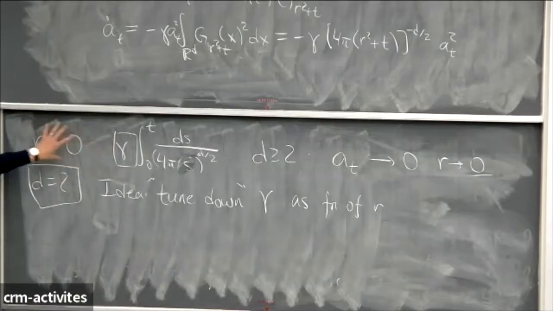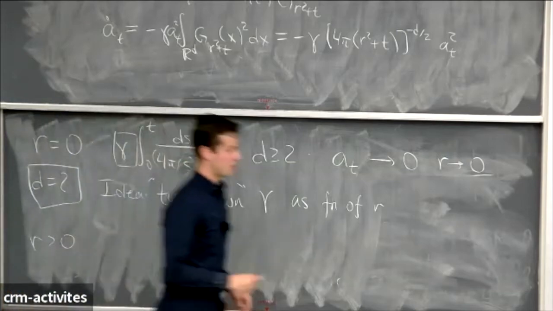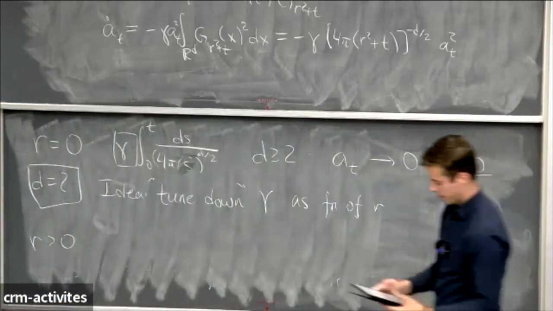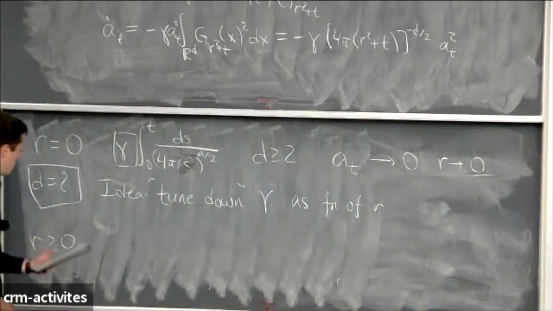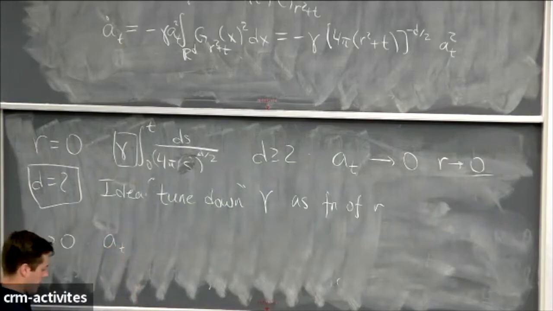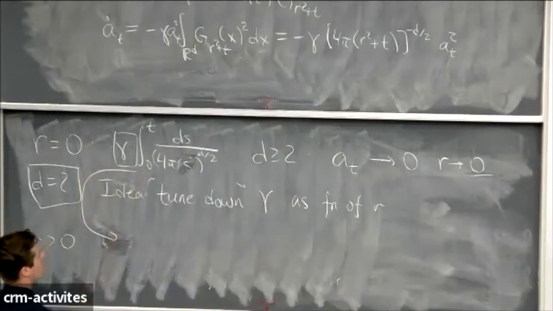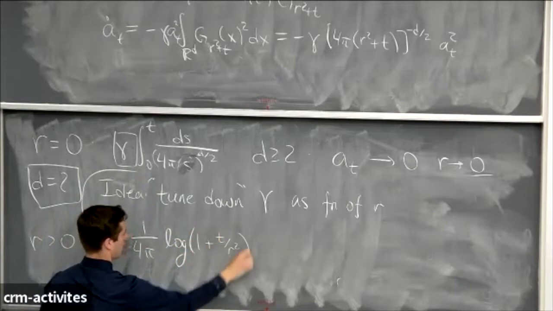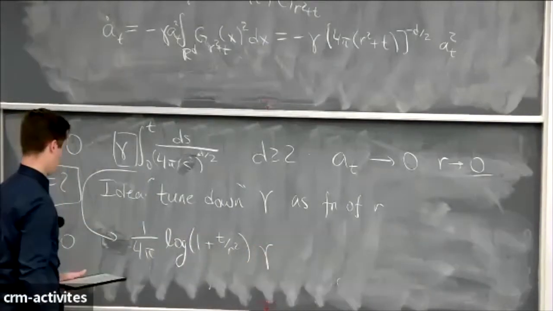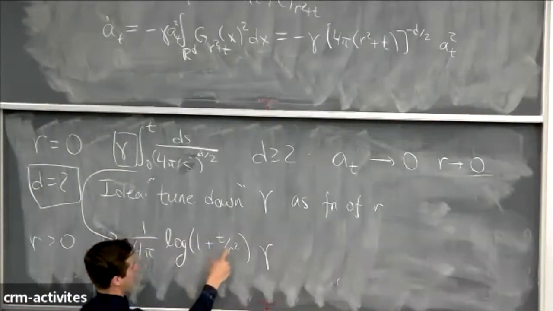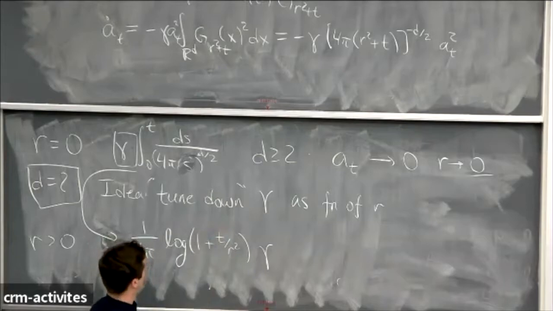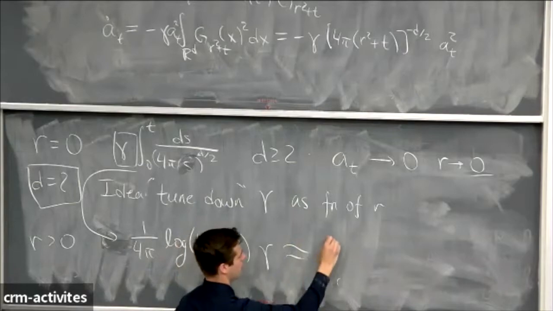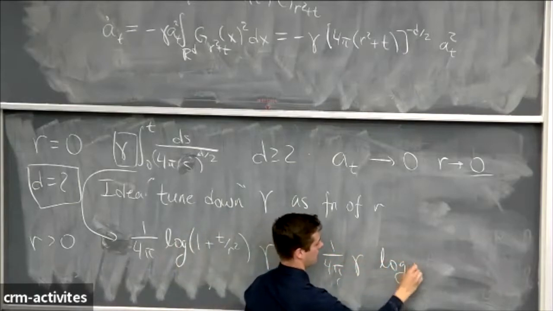So if I actually work with positive r, I compute the analogous integral over here. What will I get? My notes will tell me what I get. Let's see. If I take positive r and compute the analog of this integral, I'll end up with a 1 over 4 pi times log of 1 plus t over r squared times gamma. And if t is positive and fixed, then the whole interior here just looks like r to the minus 2. R is very small. And so this is of order 1 over 4 pi gamma times log of r to the minus 2.